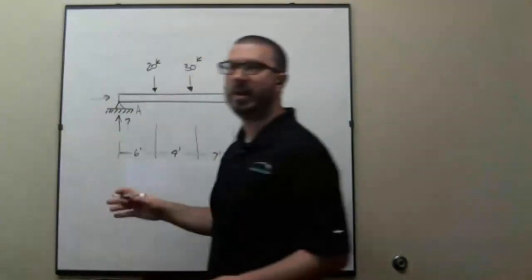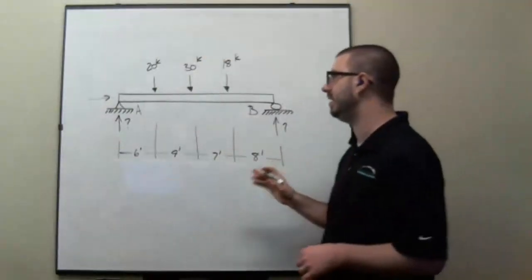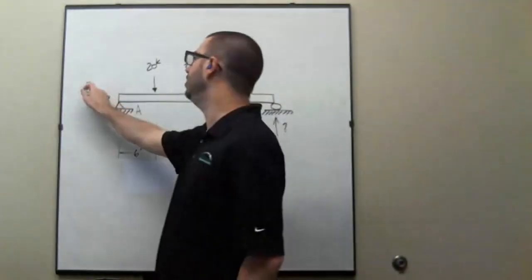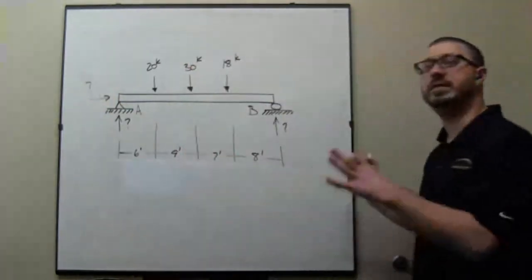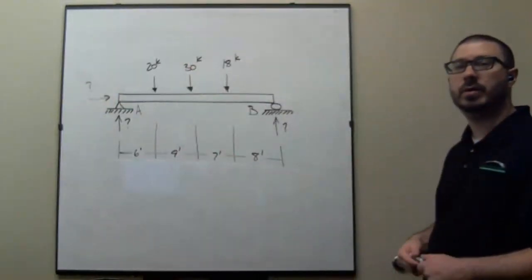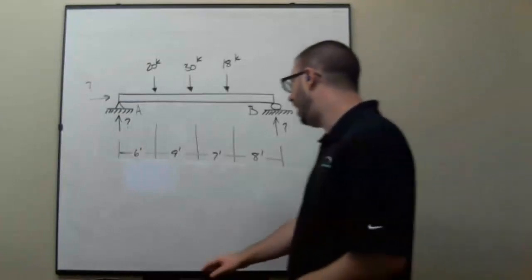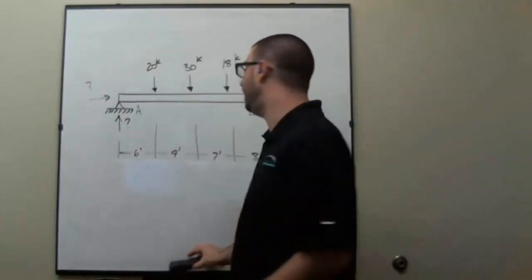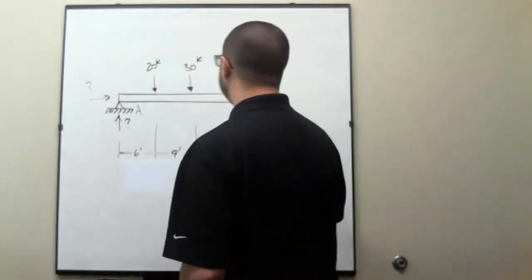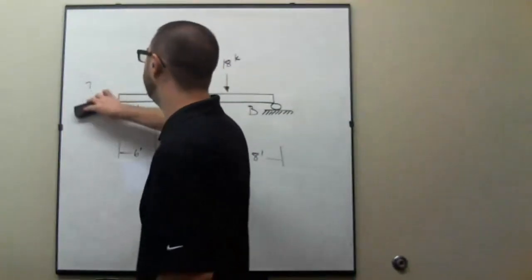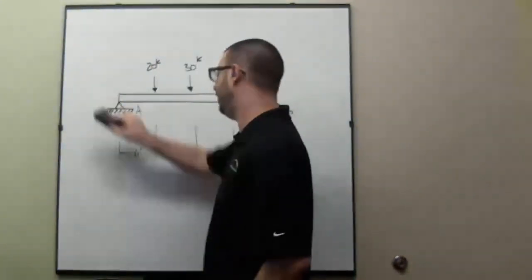And I'll show you here in a little bit how I identify that. But what are those forces to ensure that that beam is not moving, that beam is in static equilibrium? That's one of the first tasks that an analyst has when dealing with rigid body systems: what are the forces to keep that system in equilibrium?